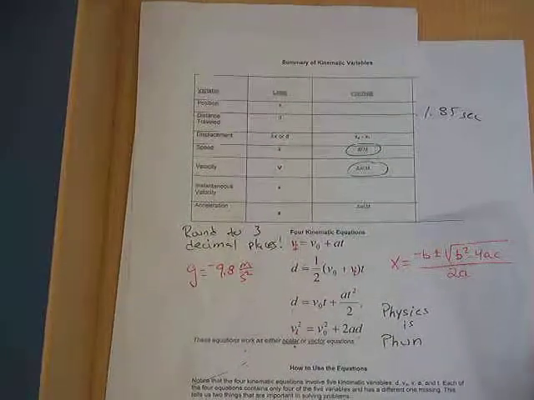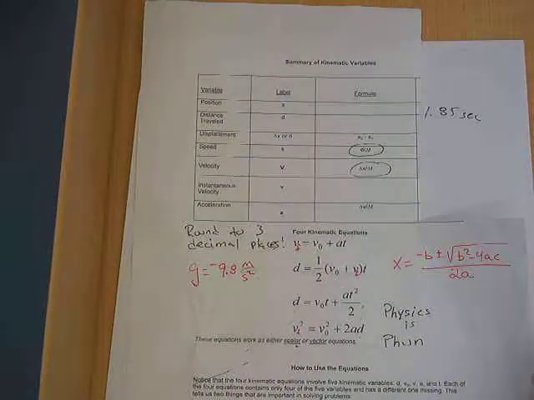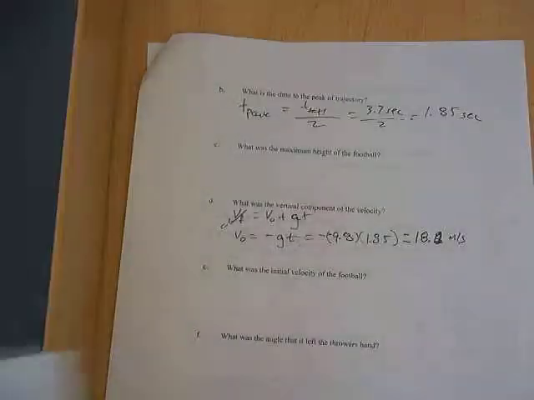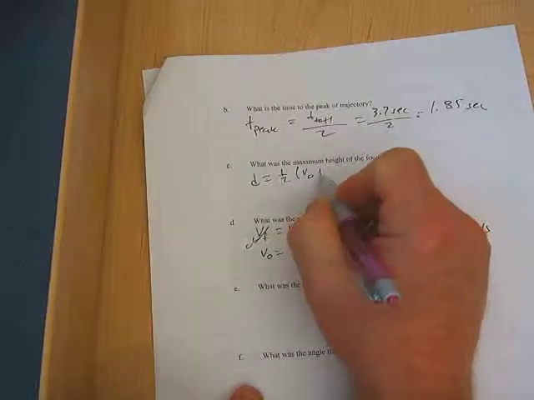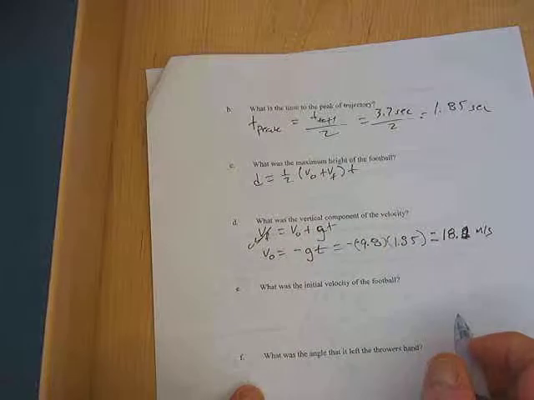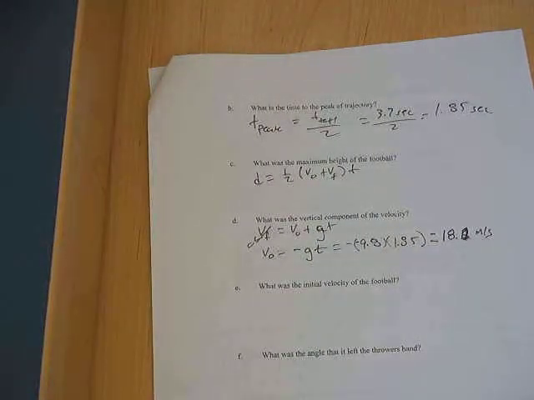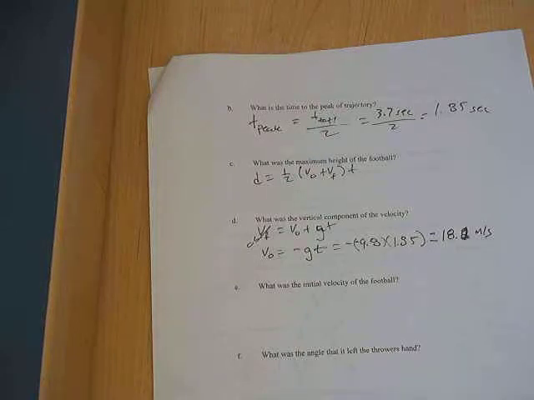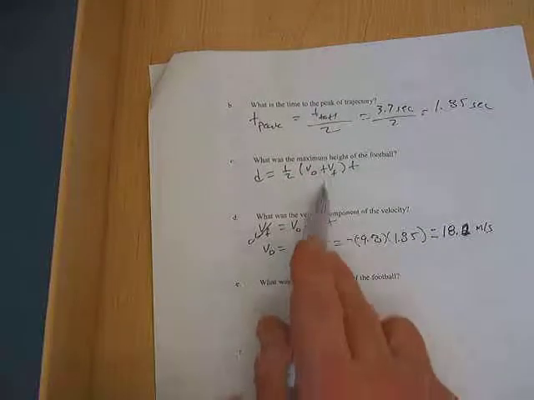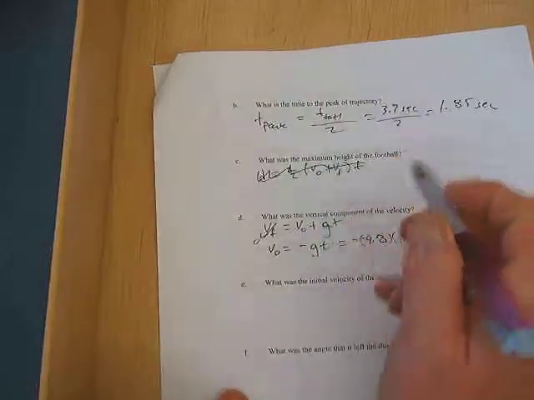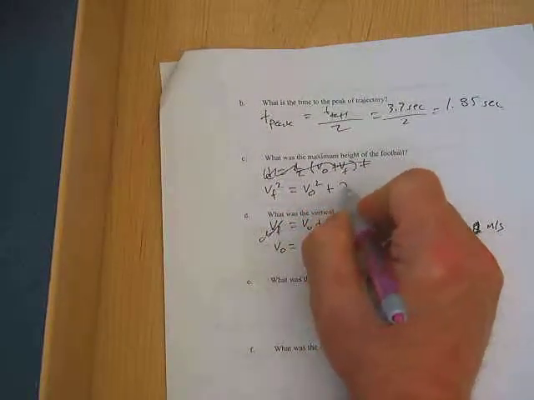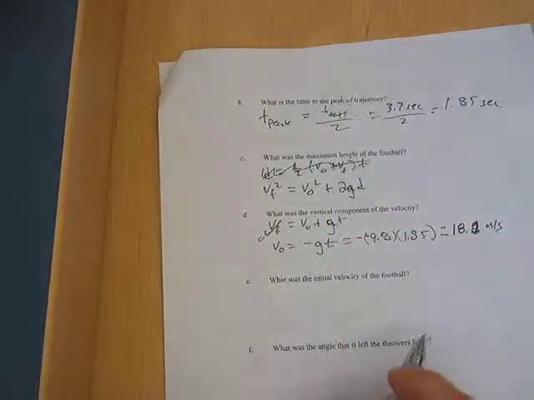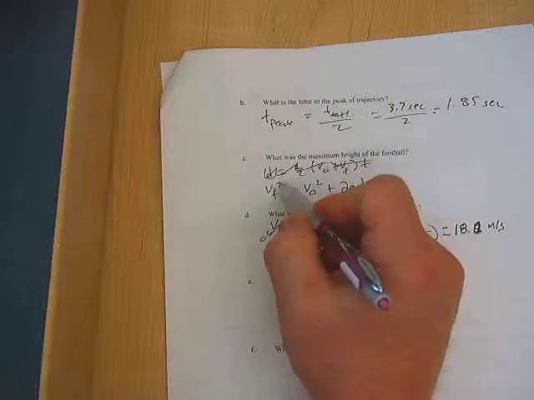What is the maximum height of the football? Now we can go back and we can use probably all three of those equations. I'm going to use the second one, which says D equals 1/2 times V naught plus VF times T. Actually, can I use that equation or not? I don't know if that equation works or not. The problem with this equation is we've got acceleration involved. My mistake. Let's go to V sub F squared equals V naught squared plus 2AD.